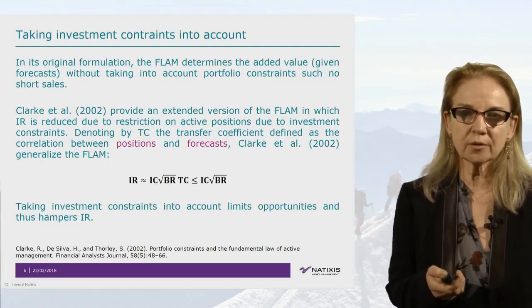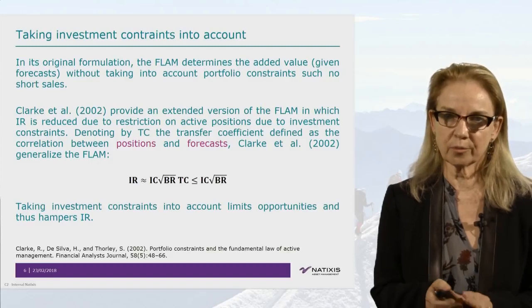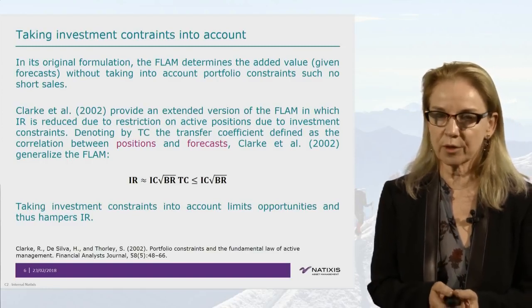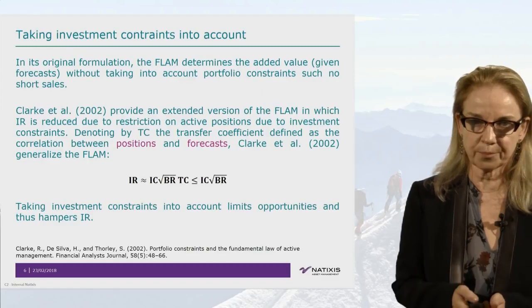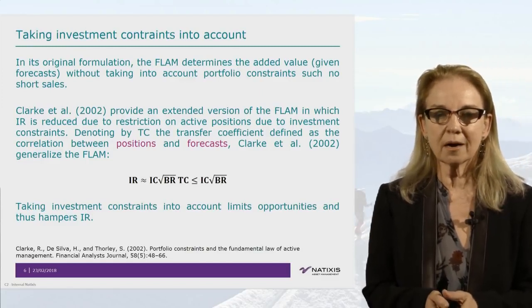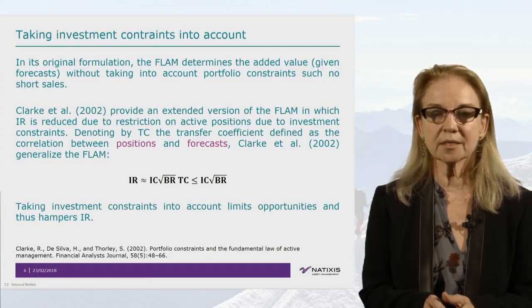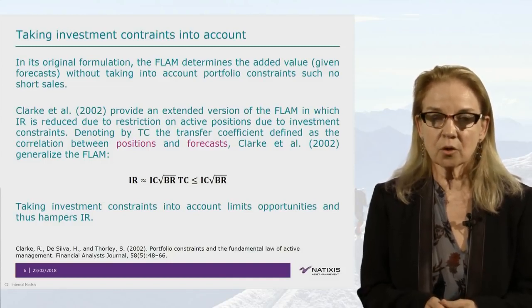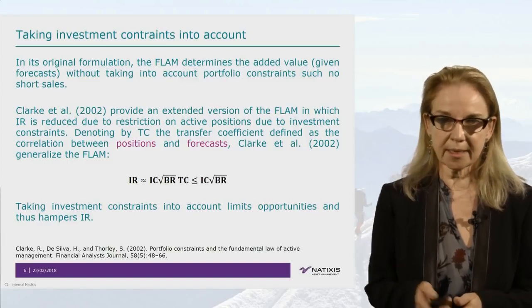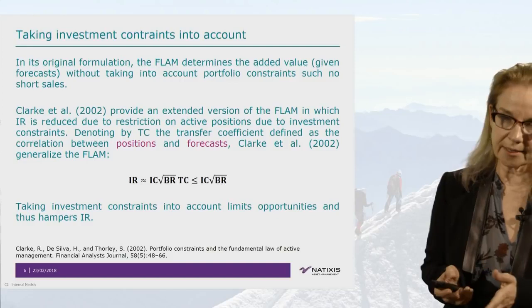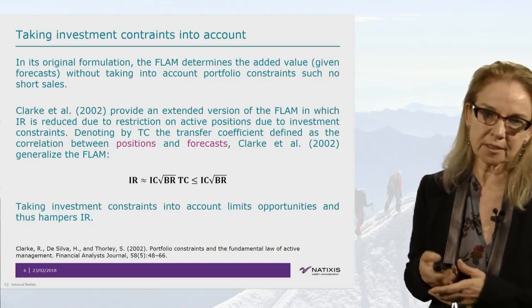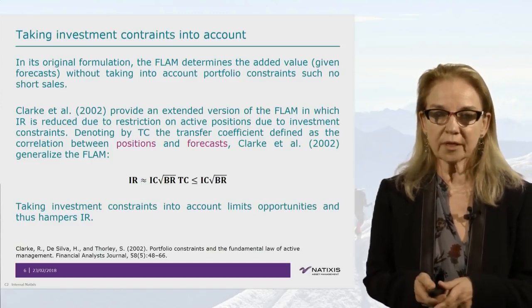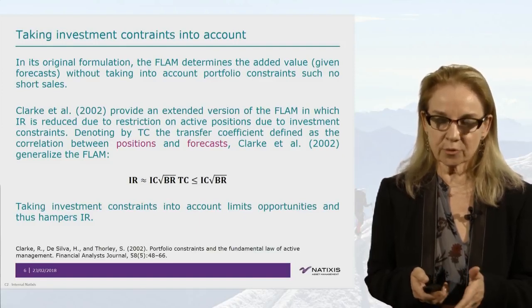The initial formulation determines the added value without taking into account the portfolio constraints. After that, there are other papers that speak about the constraints of the portfolio, and we always have constraints on portfolios that we manage for other people. And so Clarke has defined the transfer coefficient as the correlation between the positions and the forecast, and the position reflects the constraints. So in fact, the information ratio is decreased, and as you can see, it's almost equal to the IC times the square root of the breadth times this transfer coefficient. So of course, taking investment constraints into account limits opportunities and decreases the information ratio.